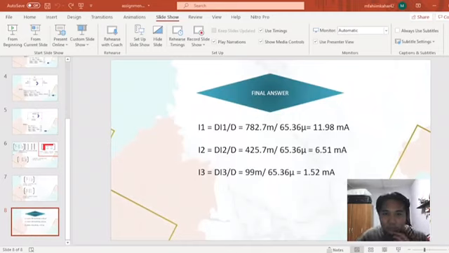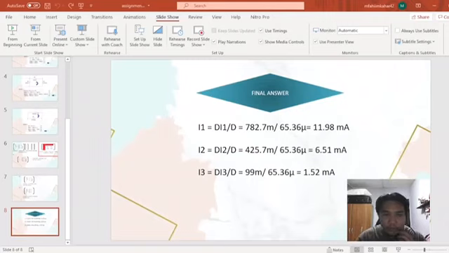Now is the last part. We need to find the values of currents 1, 2, and 3. To find the value of current 1, we apply the formula: determinant of mesh current 1 over the original determinant. So it will be 782.7 milli over 65.36 micro. And the final answer for current 1 is 11.98 milliampere.